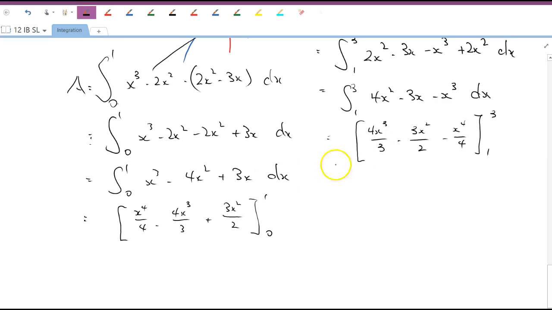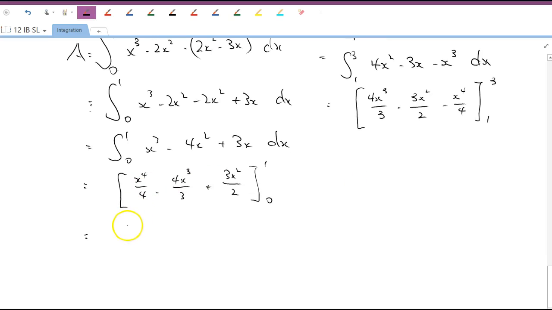Okay, I've just done one step since I was last recording, and that is to integrate each of my definite integrals here. You can see I've gone through and added 1 to the power and divided by it, and done the same here. I'm going to evaluate each of these now, so I'm going to substitute 1 in here. So I get 1 over 4 minus 4 over 3 plus 3 over 2. And when I sub 0 in, I'm just going to get 0, aren't I? So I'll put minus 0 in there. I'll work that out in a second.